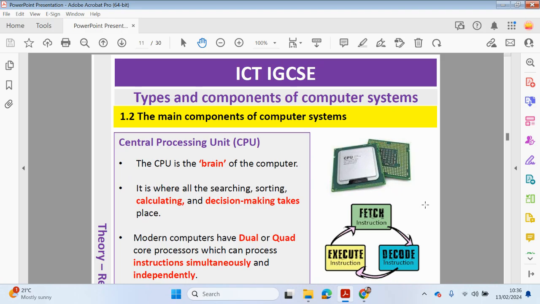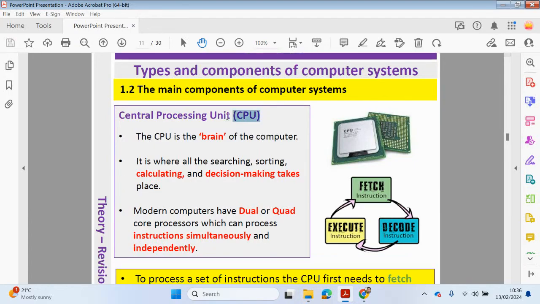So in this video, we will continue looking at Chapter 1 from the ICT IGCSE course. We're looking at types and components of a computer system. And we'll now focus on 1.2, looking at the main components of the computer system. And we have briefly touched upon the central processing unit in a previous video.